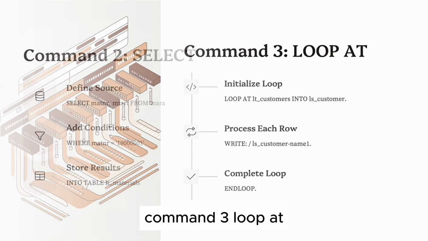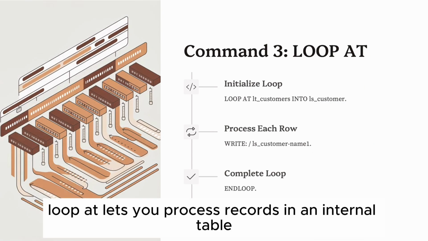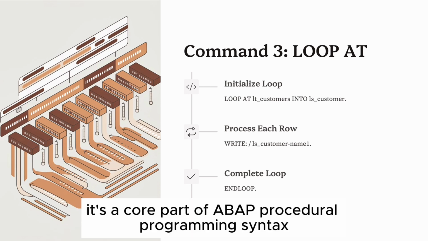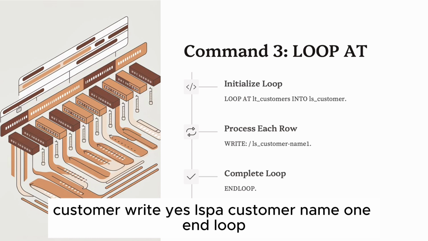Command 3. LOOP AT. What it does. LOOP AT lets you process records in an internal table, one by one. It's a core part of ABAP procedural programming. Syntax example. LOOP AT lt_customers INTO ls_customer. WRITE: / ls_customer-name1.